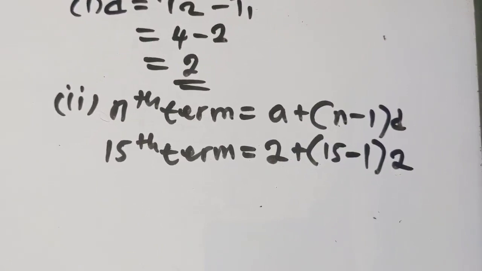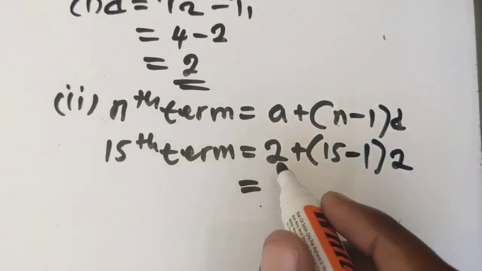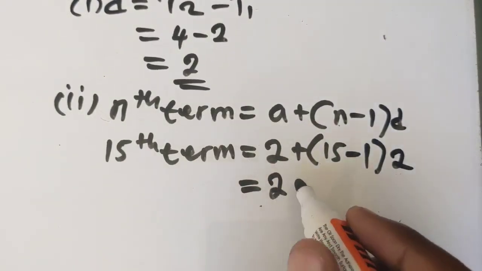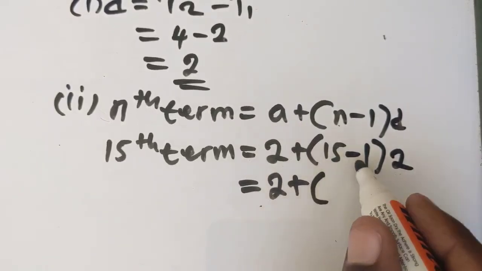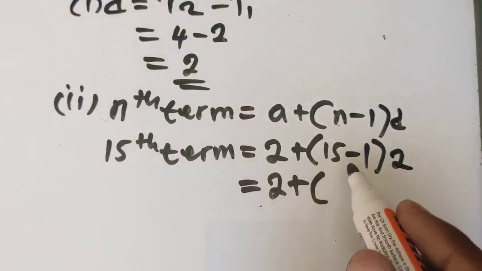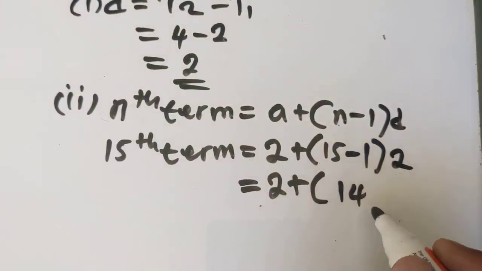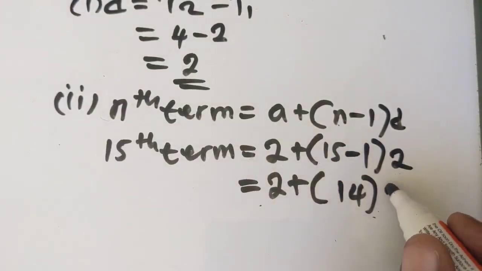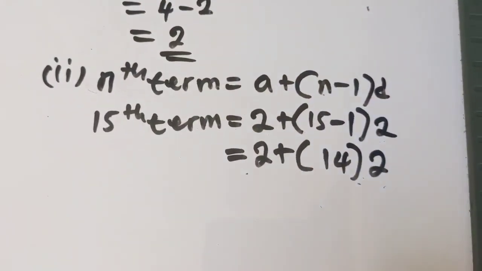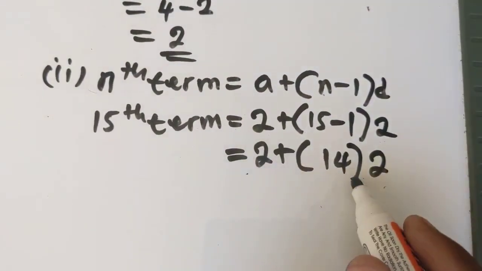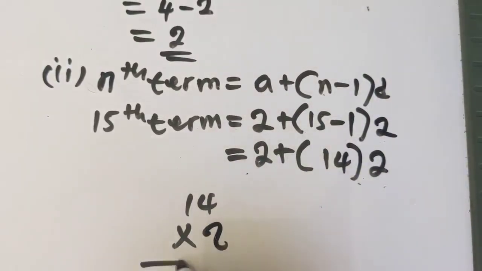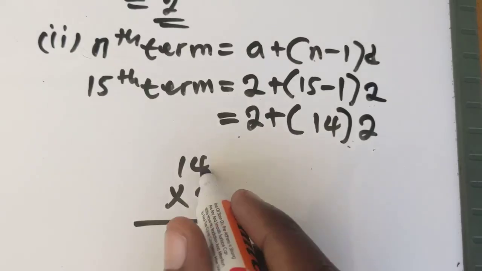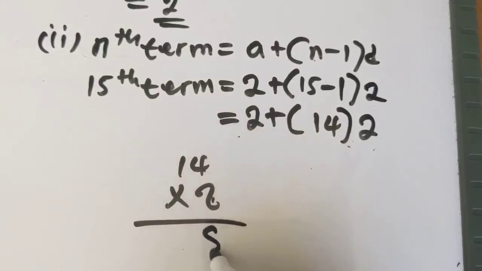So now, what is the answer? You're going to find that it is 2 plus, what is 15 minus 1? You find that the answer is 14. Now what is 14 multiplied by 2? Simple mathematics. 4 times 2 is 8. 1 times 2 is 2. That is 28.